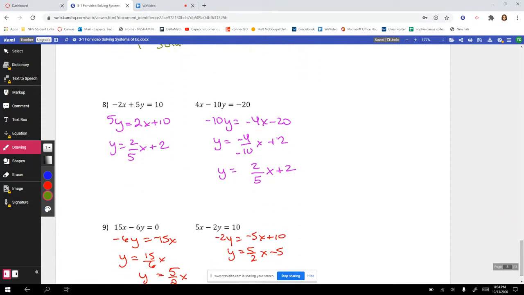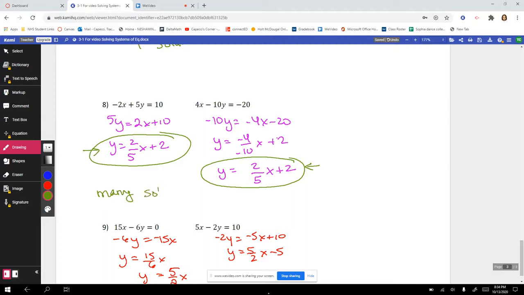Look at number 8. Now, again, if you want to practice putting equations in slope-intercept form, you can always pause this video and then see how you did compared to the answer that I have when you're finished. So I have y is equal to 2/5 x plus 2. I have the same equation over here. So what does that mean? It means they have many solutions, right? They have infinitely many solutions because they are the same exact line.